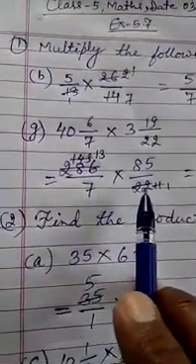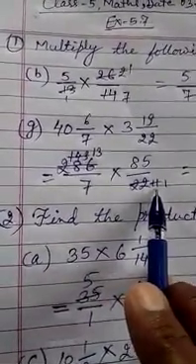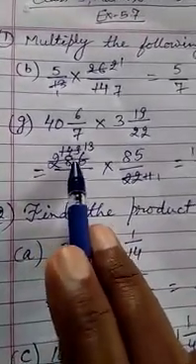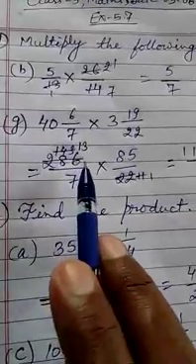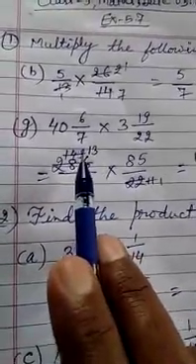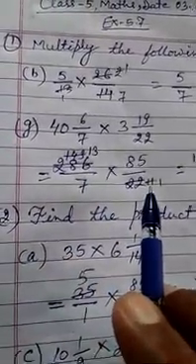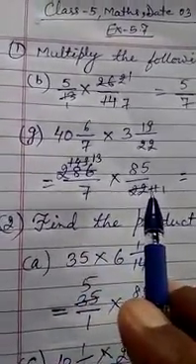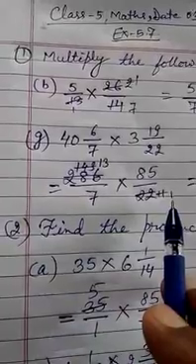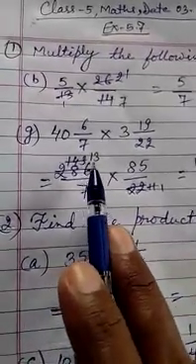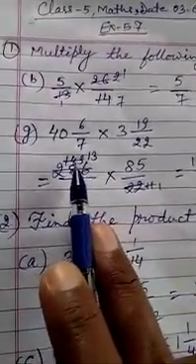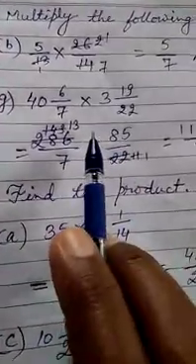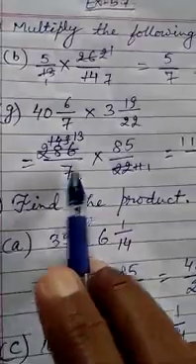So 2 elevens are 22. 11 you will write here, and you will divide this also: 2 ones are 2, 2 fours are 8, and 2 threes are 6. 143. Now you can compare 143 and 11. Both can be divided by 11. So you will divide here: 11 ones are 11 and 11 thirteens are 143. 11 ones are 11, 11 threes are 33. Now no number can be divided.